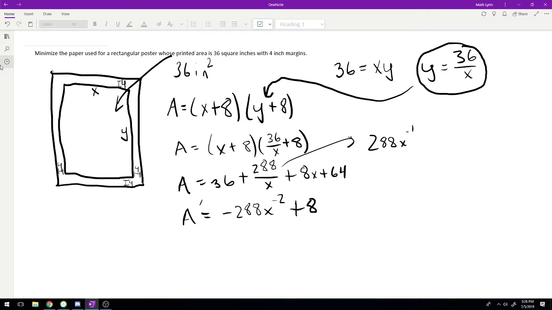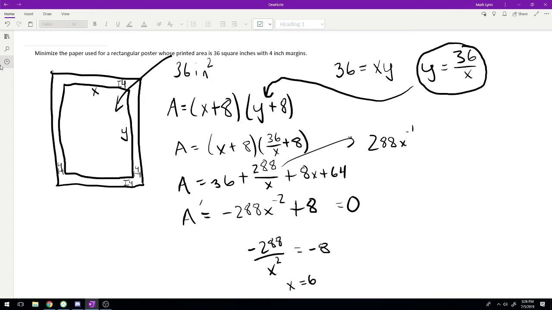Now that we have the derivative, all we have to do is set that equal to 0, and we will be able to solve for our x. So just rewriting this a little bit, we'd get negative 288 over x squared using one of our exponent rules. We can also move the 8 over to the other side. And when you guys solve for x, again, for the sake of time, I'll let you do that on your own, we would get x is equal to 6.